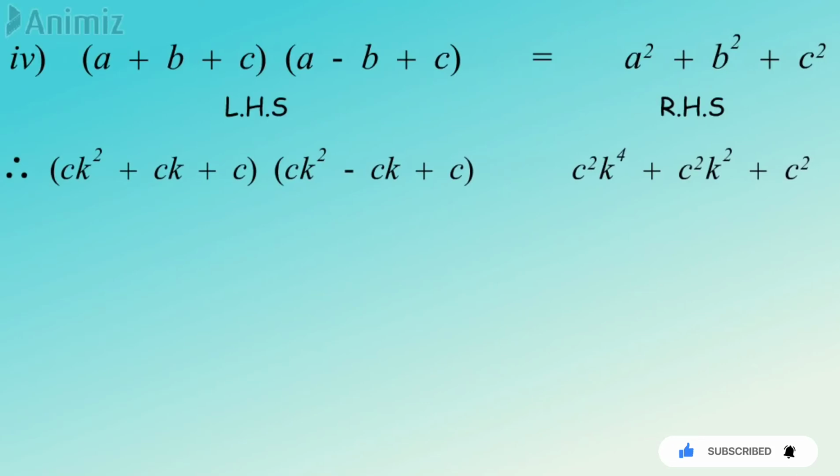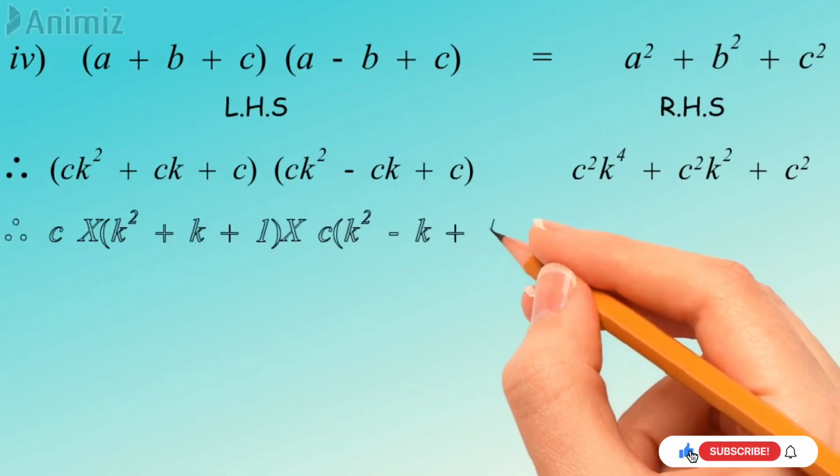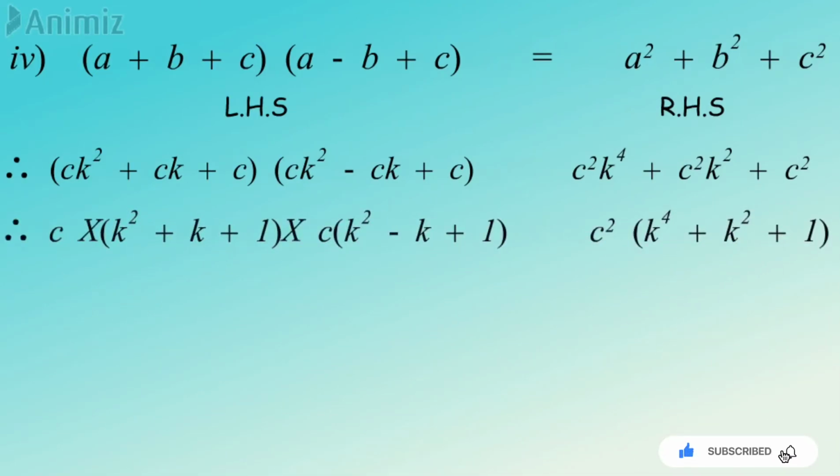Now, you just observe the left hand side. In both the brackets, c is the common factor. But when you look on the right hand side, c square is the common factor. You will get this after taking common. Now, c and c of the left hand side will get multiplied to give you the c square. But brackets you have to expand.